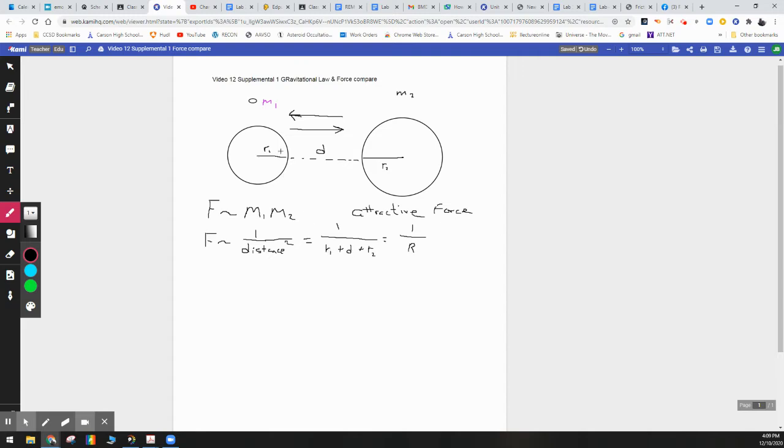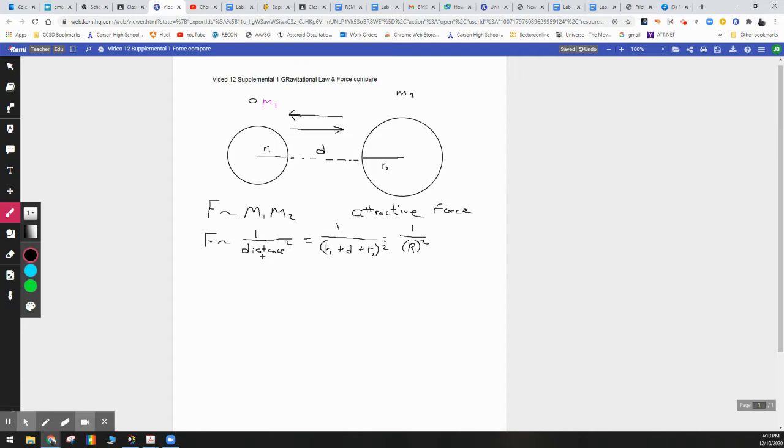Whenever you're calculating a problem here, you may have to calculate this distance D plus R1. But make sure when they're talking about the distance from center point to center point, because that's a source of error. And this should be squared here, and this here should also be squared. So that's what Newton kind of said.